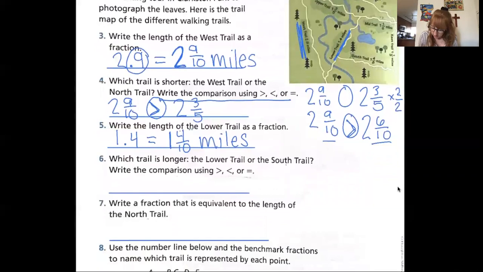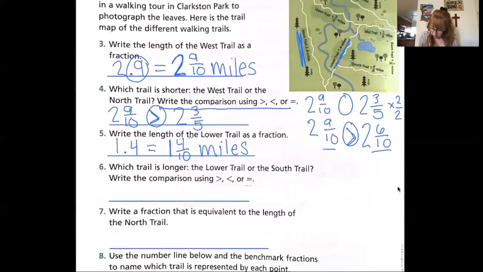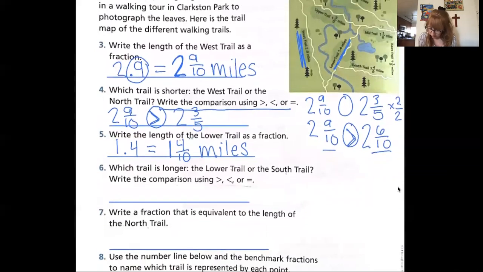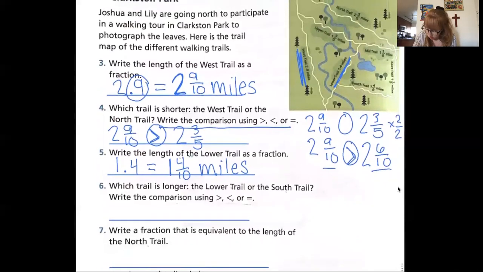Number 6 asks which trail is longer, the lower trail or the south trail, and to write the comparison. So the lower trail is 1.4, or 1 4/10, and the south trail is 1 4/8. So I'm going to write both in fraction form. 1 4/10 is compared to 1 4/8.